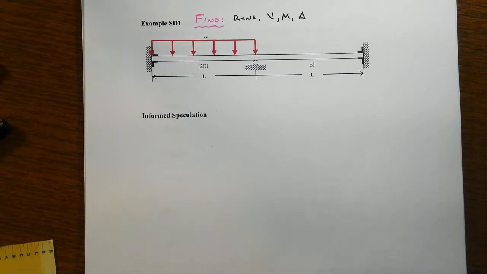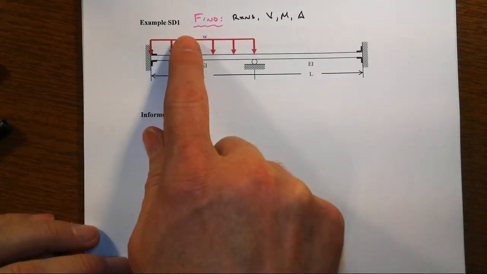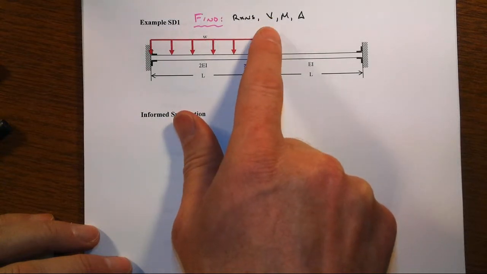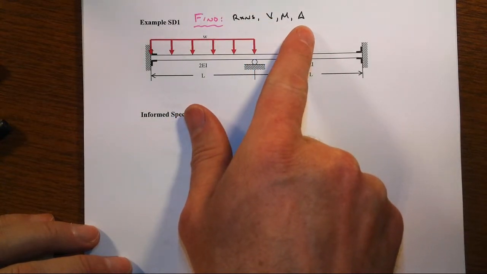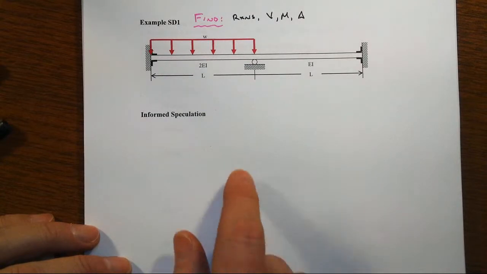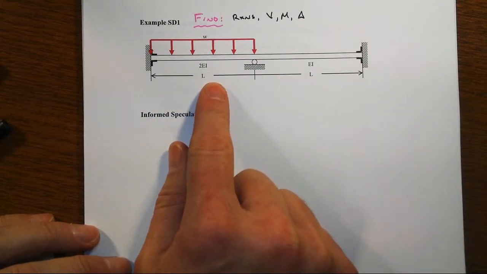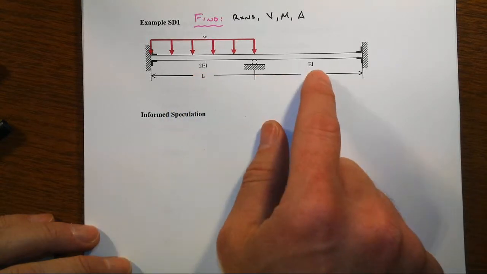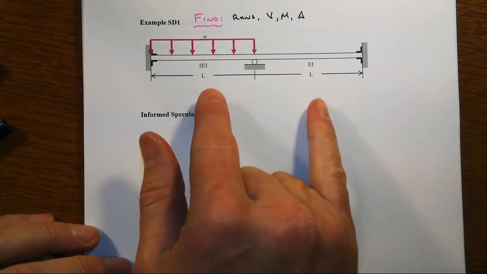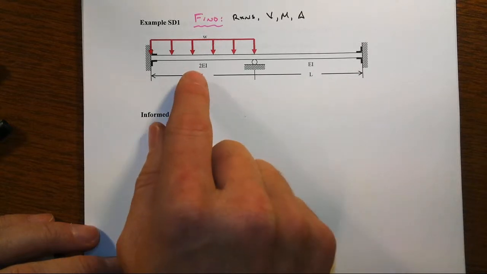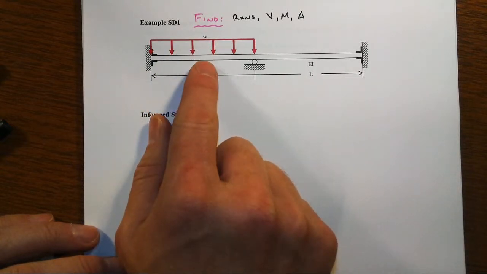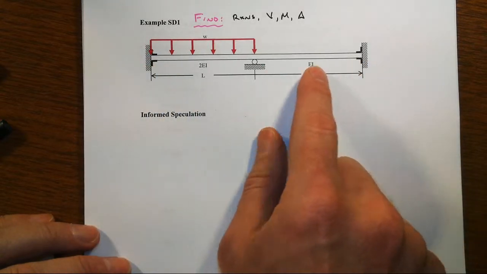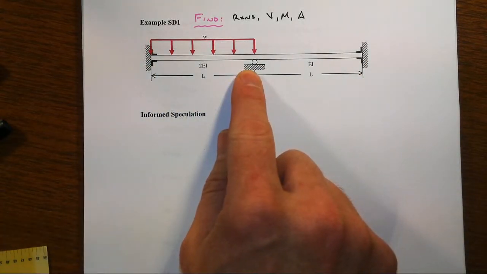In this first example of the application of the slope deflection method, we're ultimately going to find reactions, the shear and moment diagrams, and a deflected shape for the structure. Our structure is a two-span continuous beam where the left span has twice the moment of inertia of the other span. They do have the same span lengths though. We have a distributed load applied only in the left span. We have a fixed end at the left, a fixed end at the right, and we have a roller support.